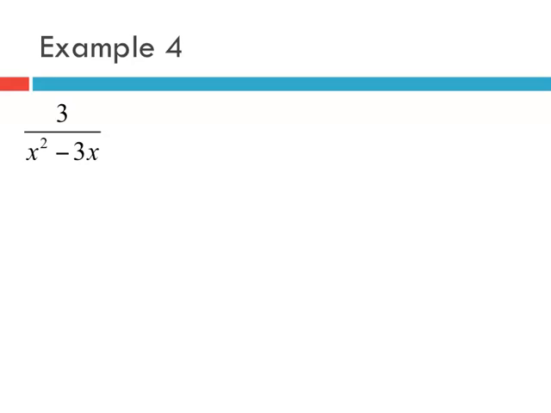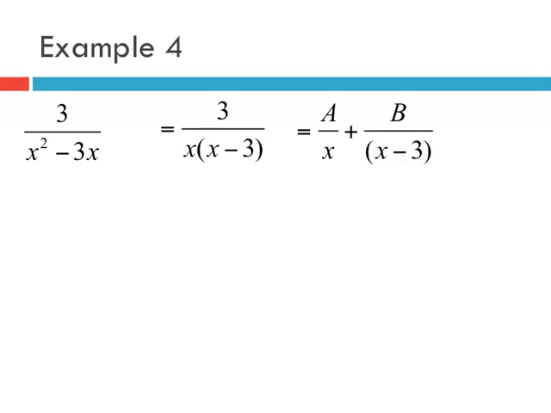3 over x squared minus 3x. All right, start by factoring. So this is x times x minus 3 in the denominator. All right, so we have 2 fractions. So that would be a over x and b over x minus 3. Now we multiply everything by x times x minus 3. That leaves us with 3 on the left, a times x minus 3 plus bx on the right.